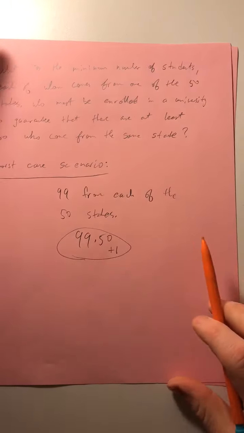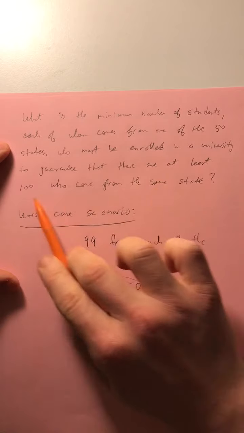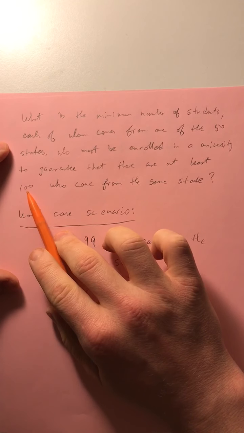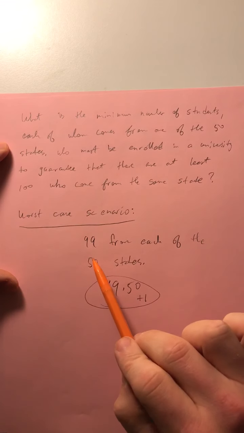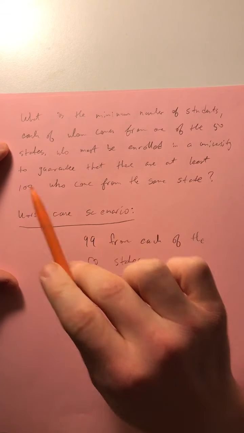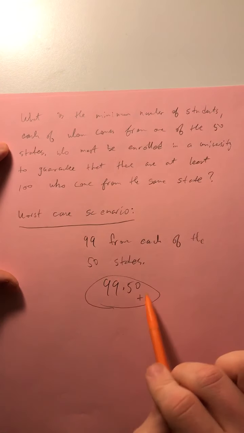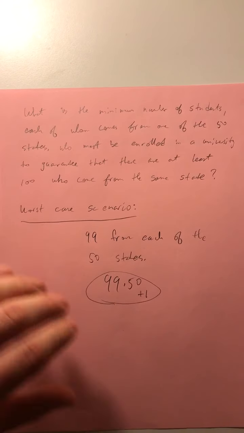Right? So, for me, the easiest thing to think about is you want at least 100 in each class. So the worst possible way to fail that is to have exactly 99 in each class. So 99 times the number of classes. It's possible for me to have this many without 100 in any given class, but if I add one more, then if I have this many students, I have to have at least 100 from one state.